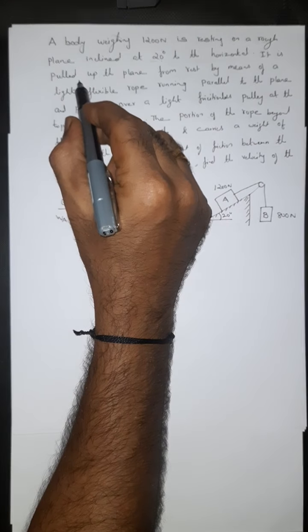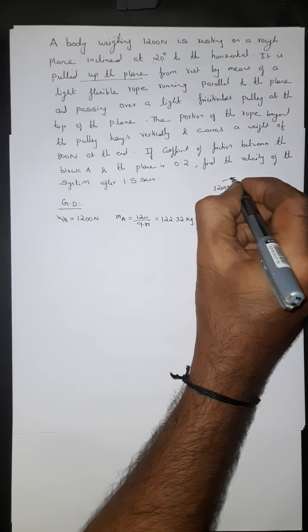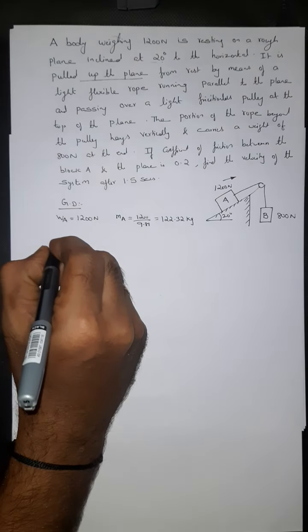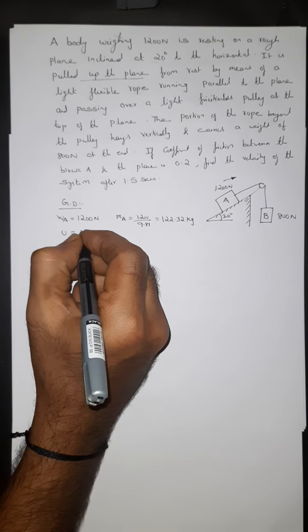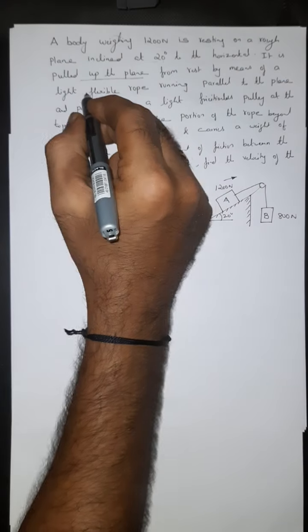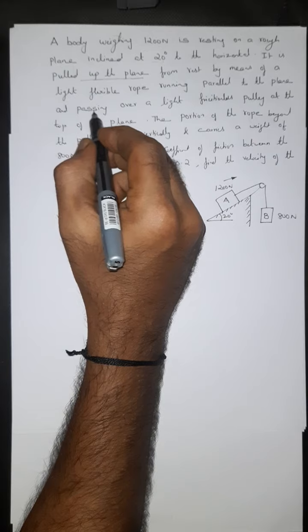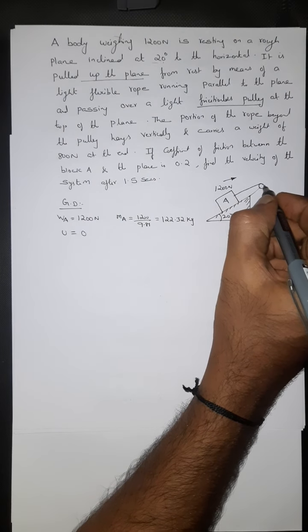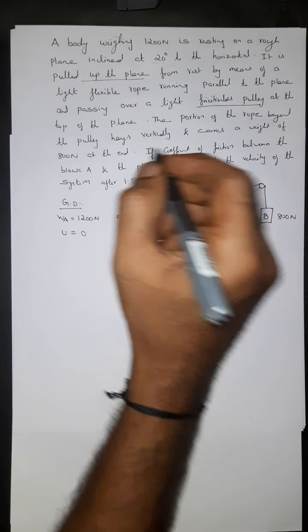It is pulled up. That means the motion of the body is upward from rest, so u is equal to 0, by means of a light flexible rope running parallel to the plane and passing over a light frictionless pulley. Therefore the pulley is a smooth pulley.